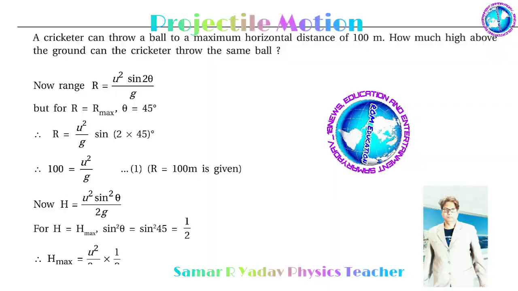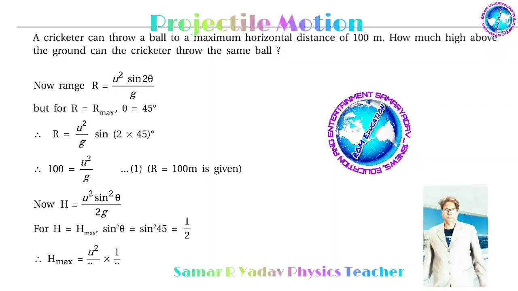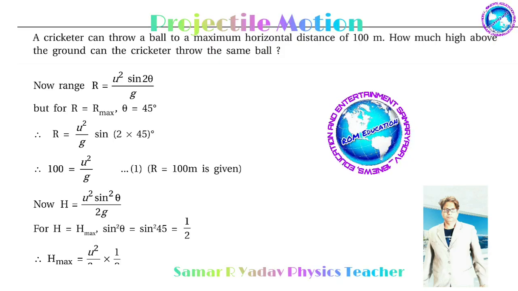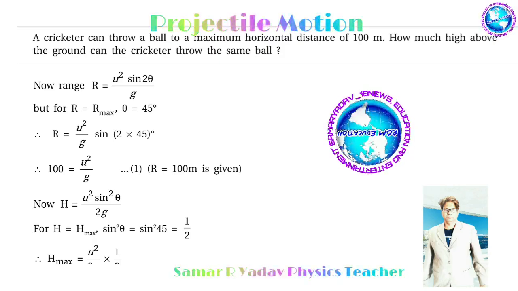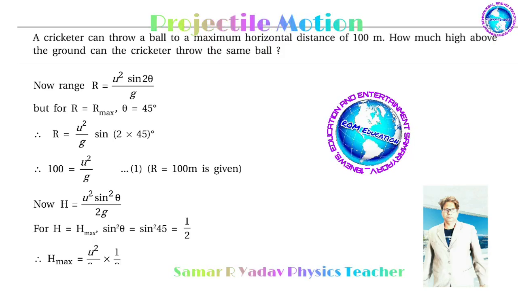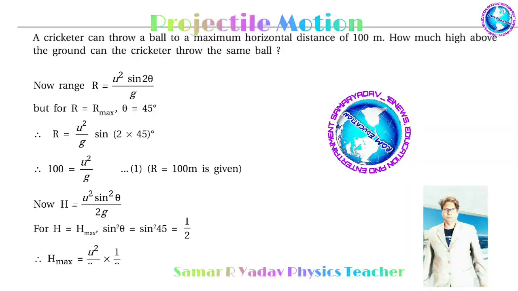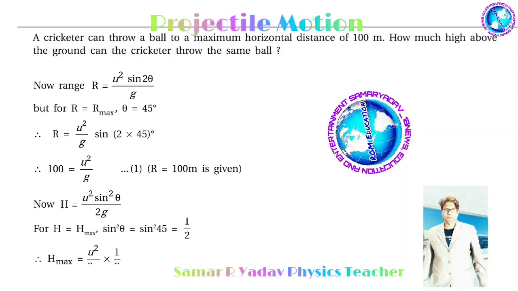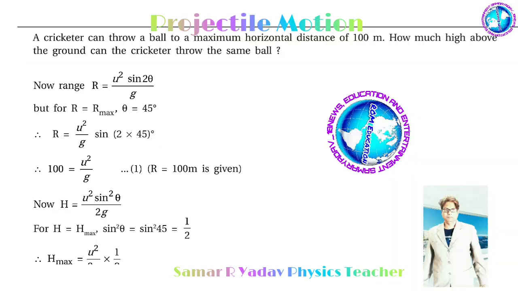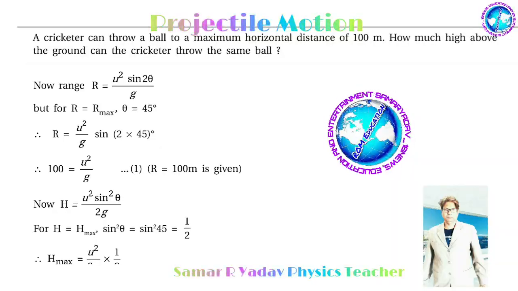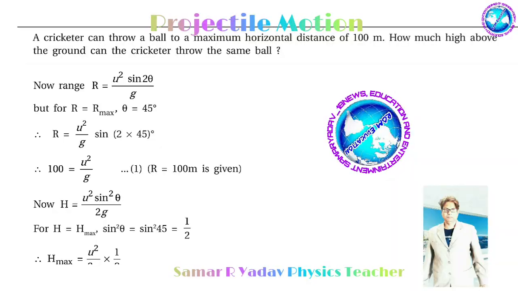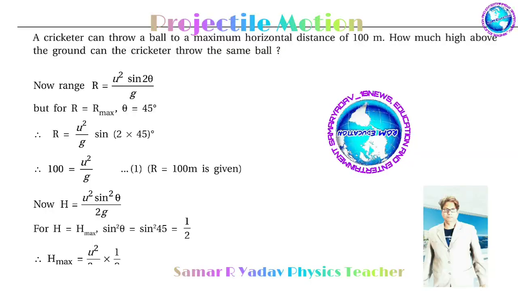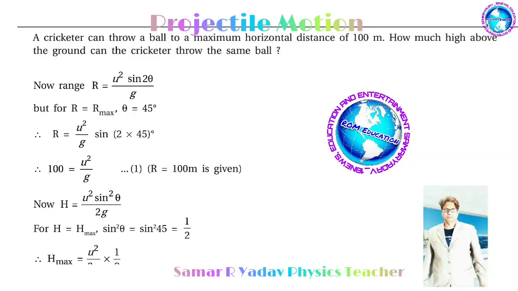A cricketer can throw a ball to a maximum horizontal distance of 100 meter. How much high above the ground can the cricketer throw the same ball? Now range R is equal to U square sin 2 theta upon g, but for R is equal to R maximum theta is equal to 45 degree. Therefore R is equal to U square upon g sin in bracket 2 into 45 degree bracket over.